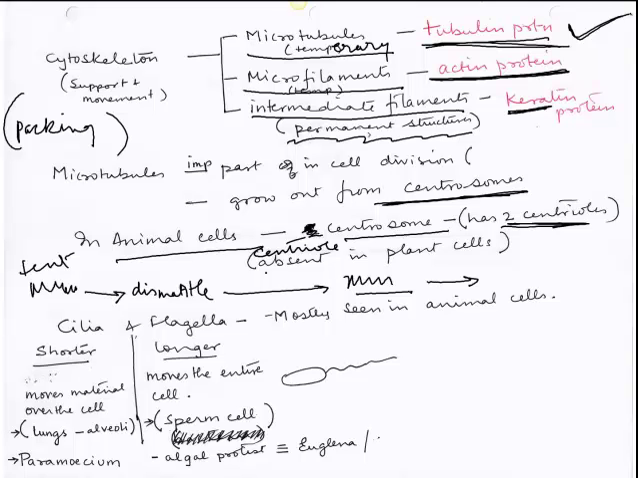Okay, now another thing that you would continue to understand in this section is microtubules are also present in cilia and flagella, made of the tubulin protein. Okay, it is mostly flagella that is mostly seen in animal cells. Cilia is shorter, flagella is longer. Cilia moves the material over the cell, flagella moves the entire cell in a certain direction.